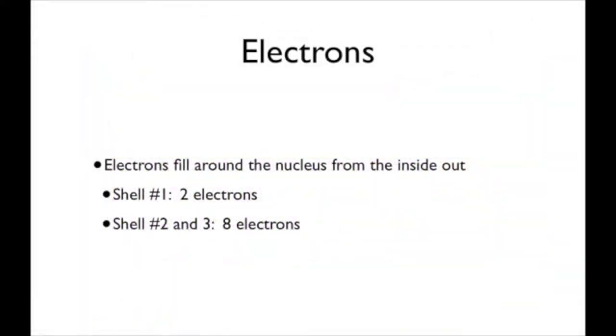You've got to understand the electrons in order to understand why. So, electrons fill around the nucleus from the inside out. And what I mean by that is as you look at different atoms, and different atoms have different numbers of electrons, they will fill around those nuclei from the inside out, just like water fills in a glass. When you fill a glass with water, it fills from the bottom up. Okay, you can't do it any other way. If you can, I'd like to see that. Shell number 1 is going to hold 2 electrons. Shells 2 and 3 are going to hold 8.